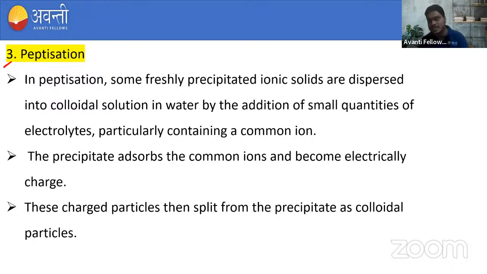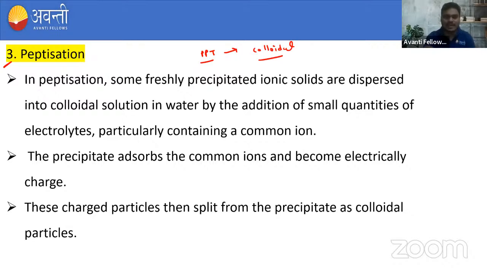Just the reverse of this peptization is known as coagulation. Always remember, the reverse of the peptization process is known as coagulation. So in peptization, some freshly precipitated ionic solids are dispersed into colloidal solution. मतलब यहाँ पे हम क्या कर रहे हैं? We are preparing a colloidal solution from a precipitate. ठीक है? This is called peptization. And when you prepare a precipitate from a colloid, this is known as coagulation. So these two are the differences, right?